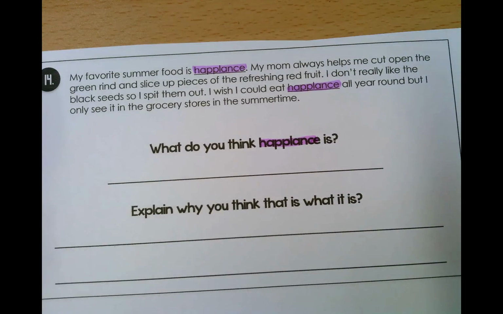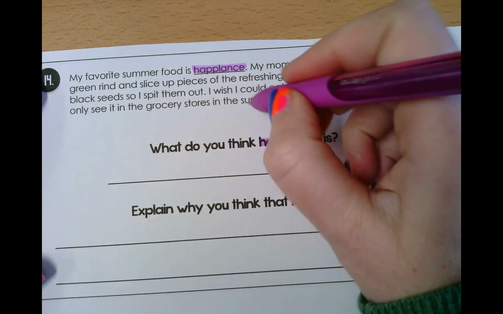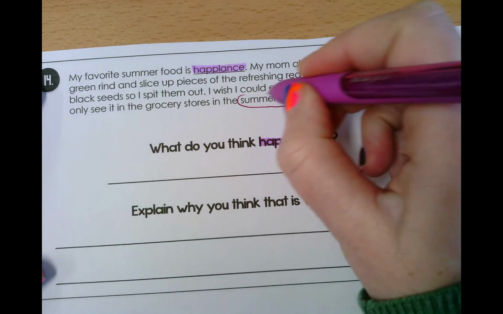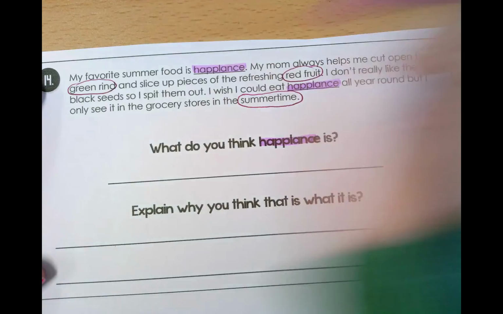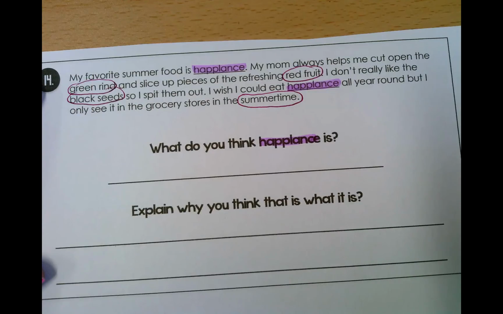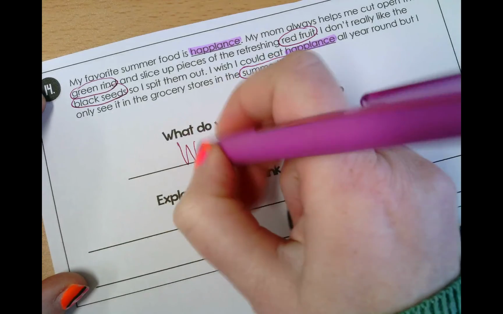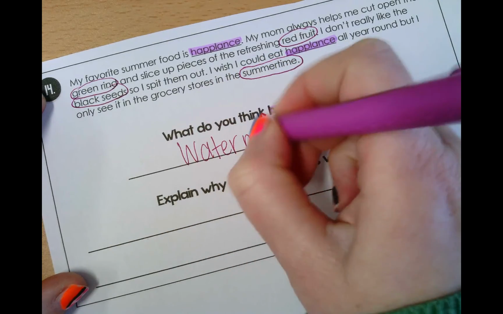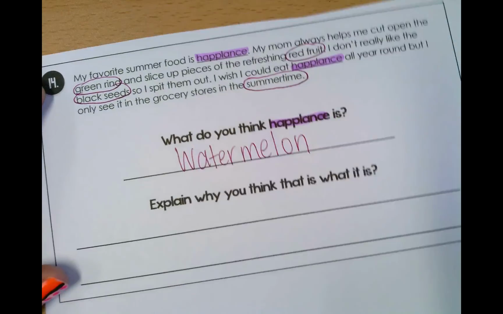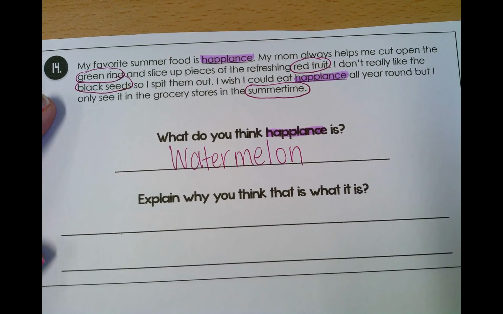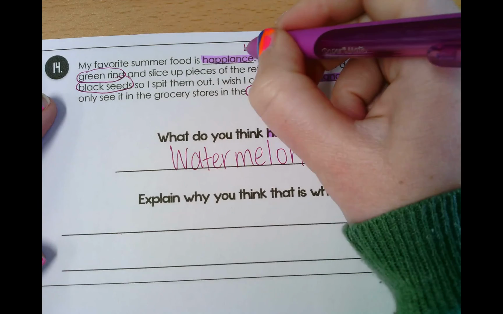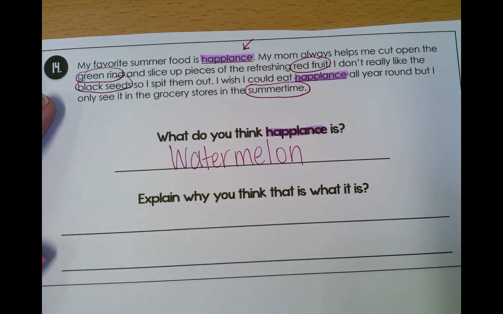Well, let's look at our context clues. We know it is coming in the summertime. It's a red fruit with a green rind, black seeds. Oh, I know what it is. It's watermelon. You might have figured it out faster than me. So, this is how we use context clues to help us understand words that we don't know.